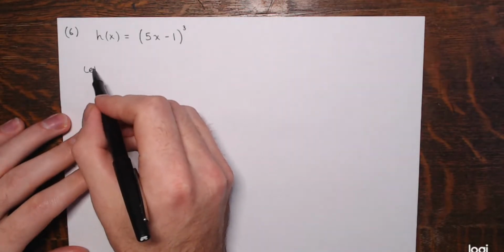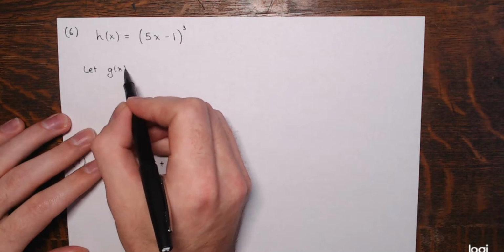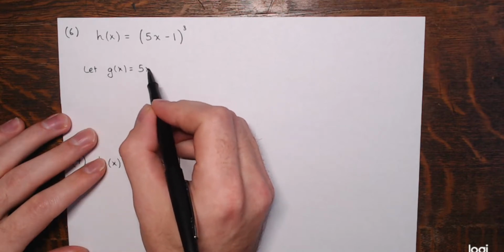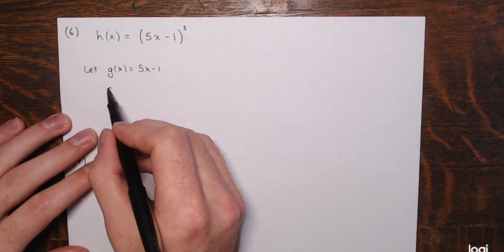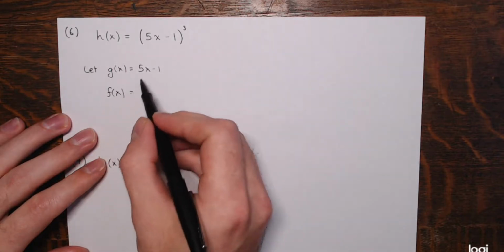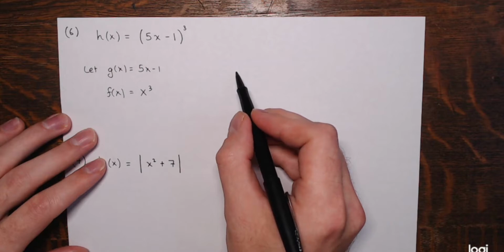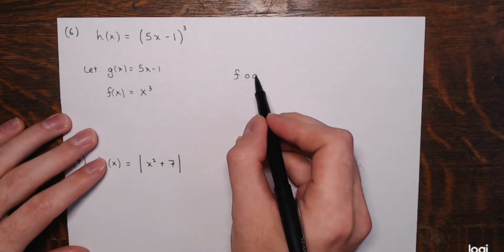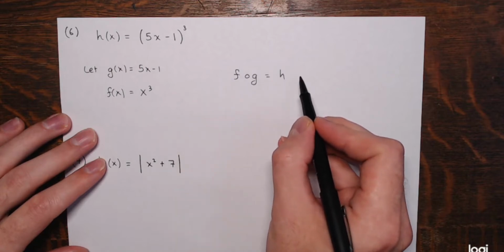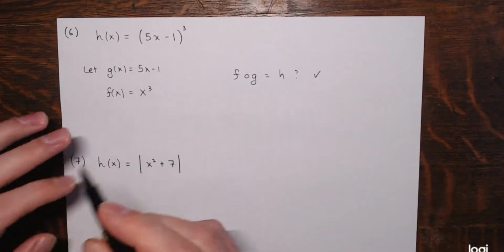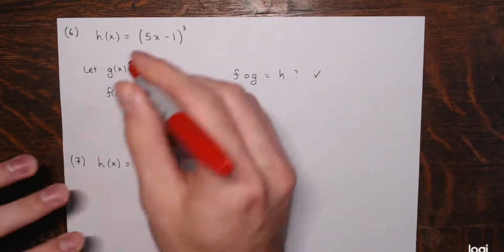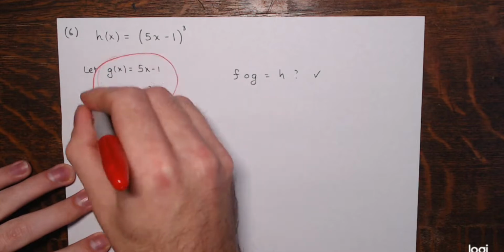So I'm going to let the inside function, g of x, be the 5x minus 1. And f of x, the function that it's inside, is x cubed, something cubed. And then I'll leave it to you to check: is f composed with g equal to h? Absolutely, it should be. But I'll leave it to you to test that.